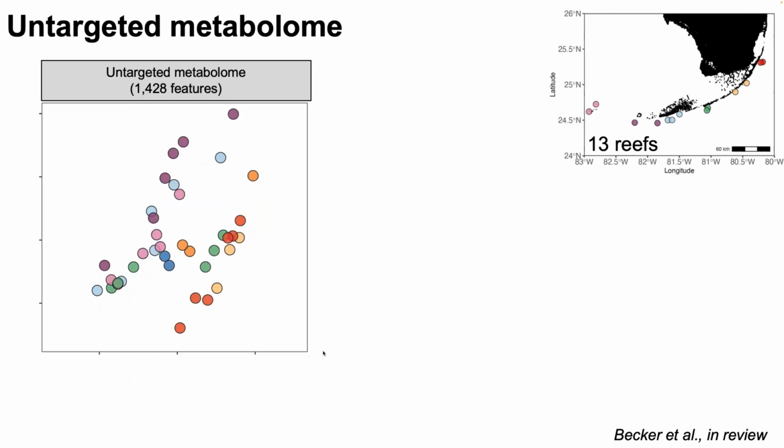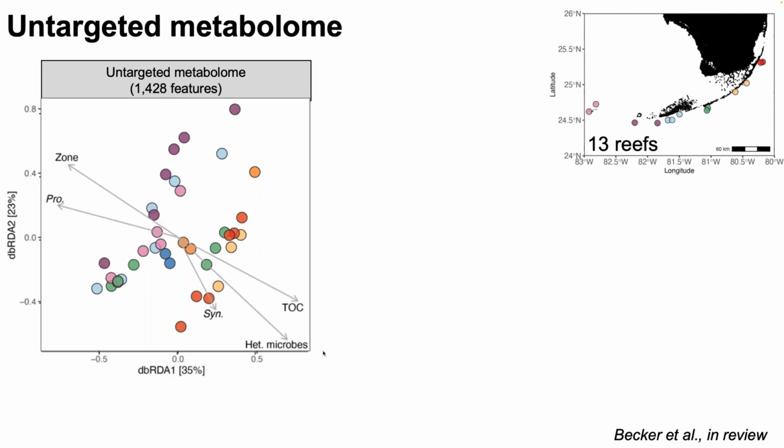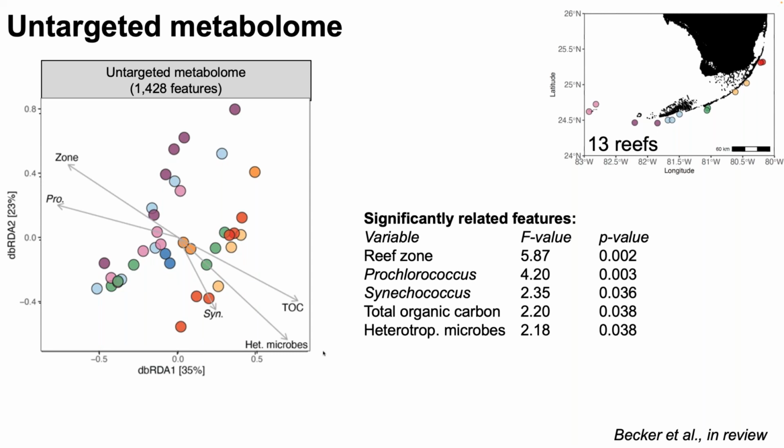When we looked at the untargeted metabolome, we looked at both ionization modes. I'm only going to show you the negative mode here. There are about 1,400 features displayed here per sample point. Again, we looked at this on the 13 reefs in triplicate. Again, we saw zonation-based patterns in this untargeted metabolome, and there were fewer significantly related features. Reef zone was, yet again, the major significant feature related to these untargeted metabolomes, as well as some of the more microbial-related parameters that we measured.